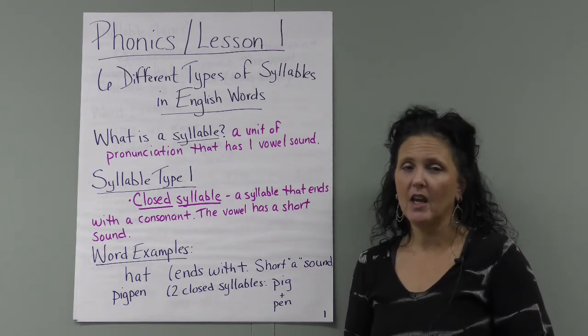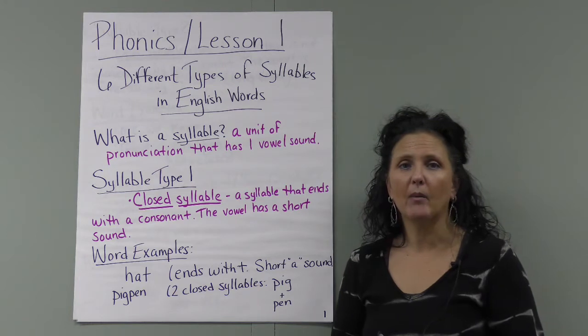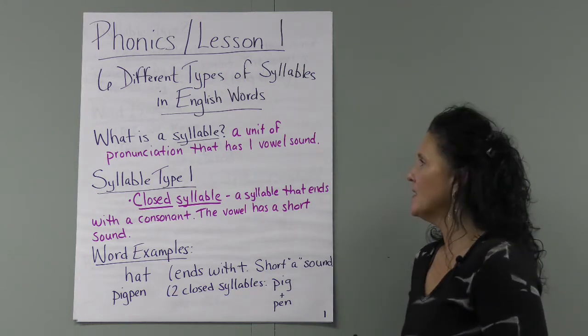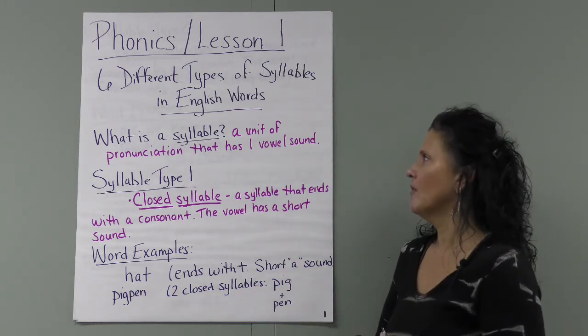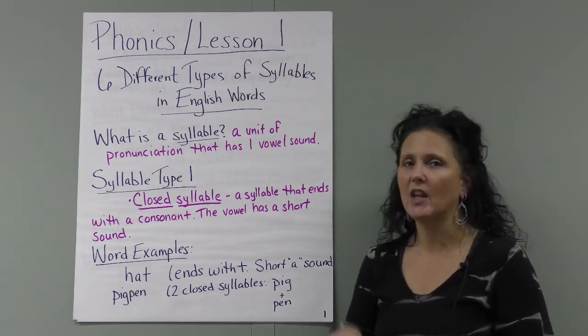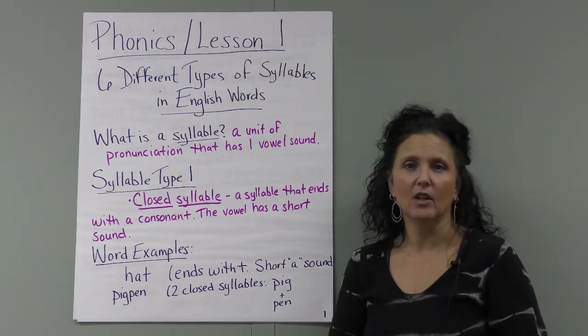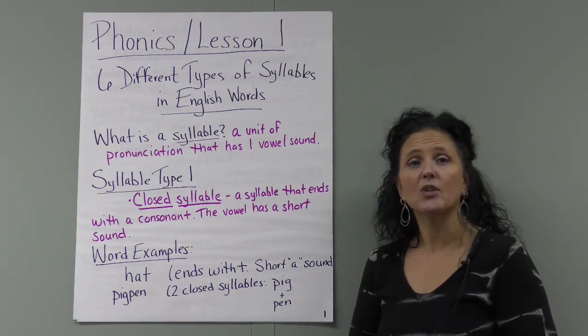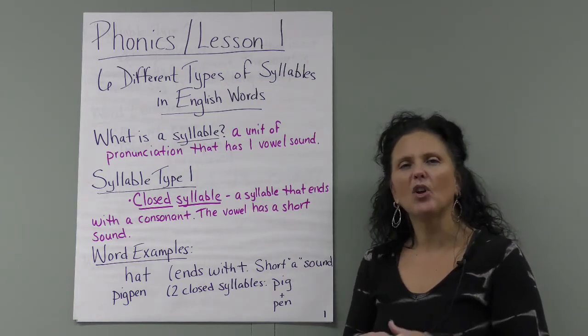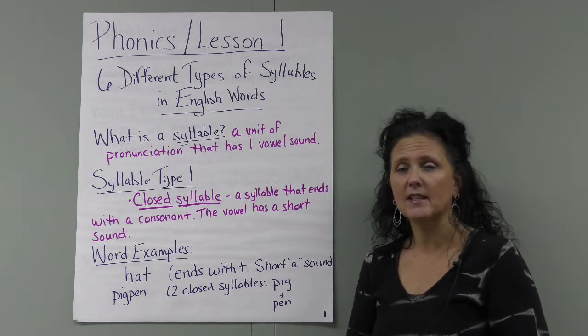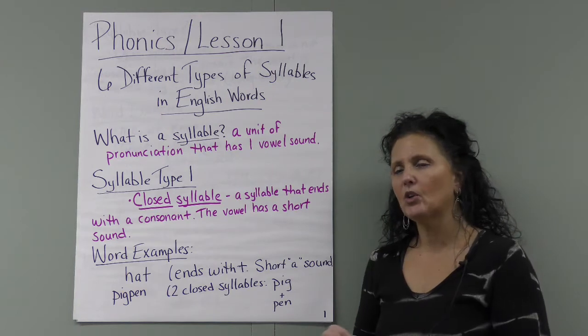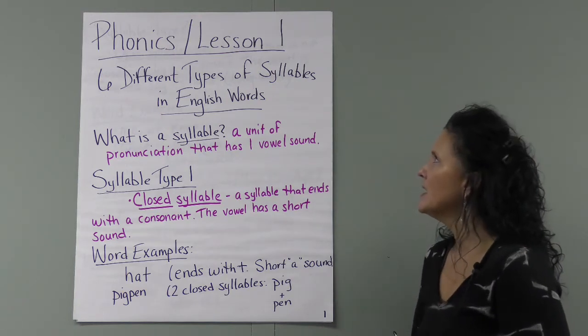The first phonics lesson, we're going to look at the 6 different types of syllables in English words. So you know what syllables are, right? We can divide words into syllables, and we're going to do a definition. It's just a unit of pronunciation that has one vowel sound, so we have one vowel sound per syllable. In the next lesson we'll look at how to break down words into syllables, but today we're going to look at those specific types of syllables.